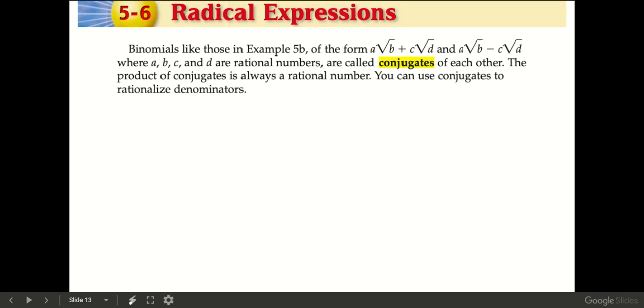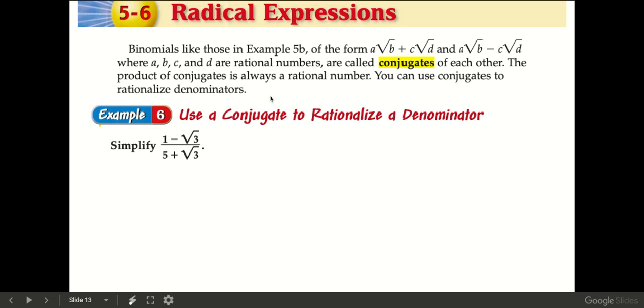Binomials, like those in example 5b, of the form a radical b plus c radical d, and a radical b minus c radical d, where a, b, c, and d are all rational numbers, are called conjugates of each other. The product of conjugates is always a rational number. You can use conjugates to rationalize denominators. So here's an example. Here I have 1 minus radical 3 over 5 plus radical 3.